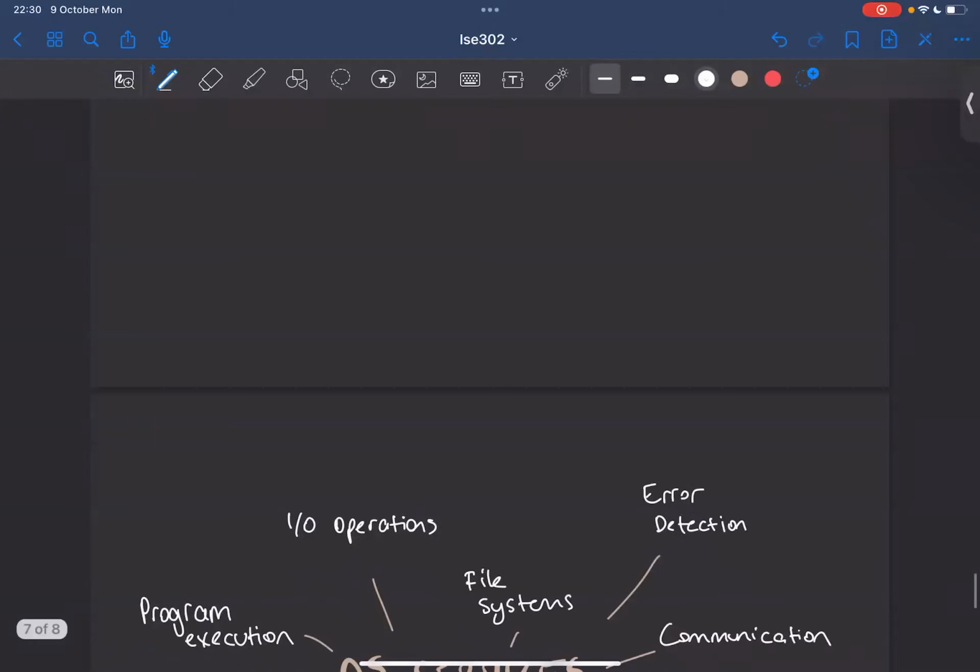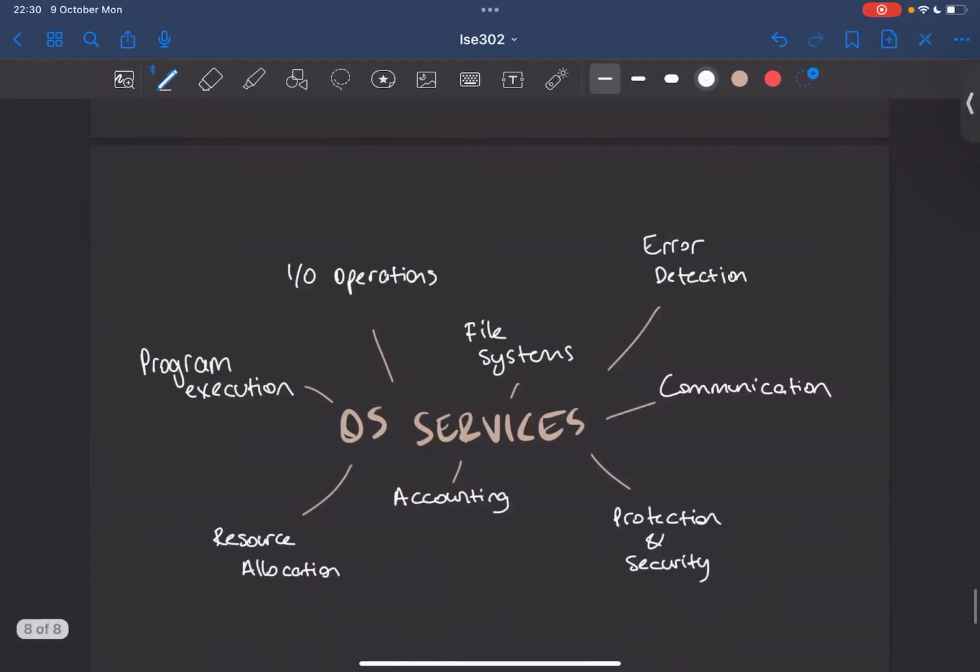Okay. Think of the operating system like a helpful assistant for your computer. It creates a space where programs can run smoothly. It does this by offering special services to both programs and the people using those programs.